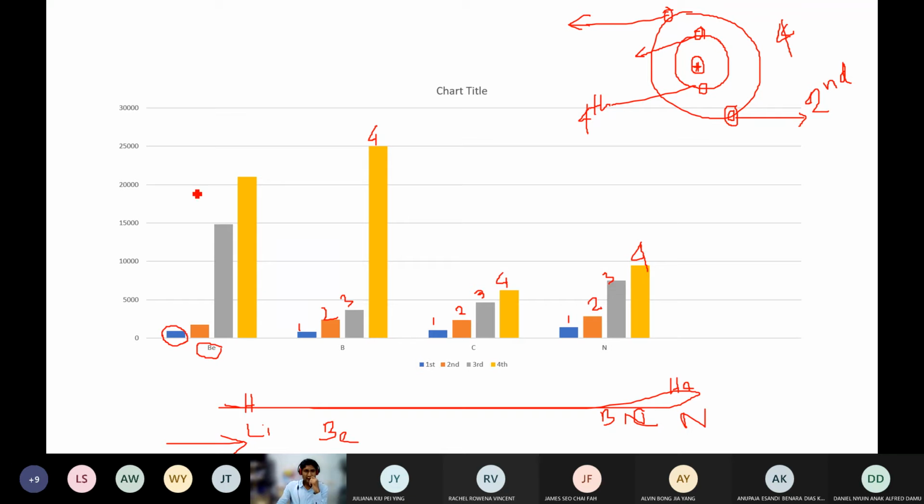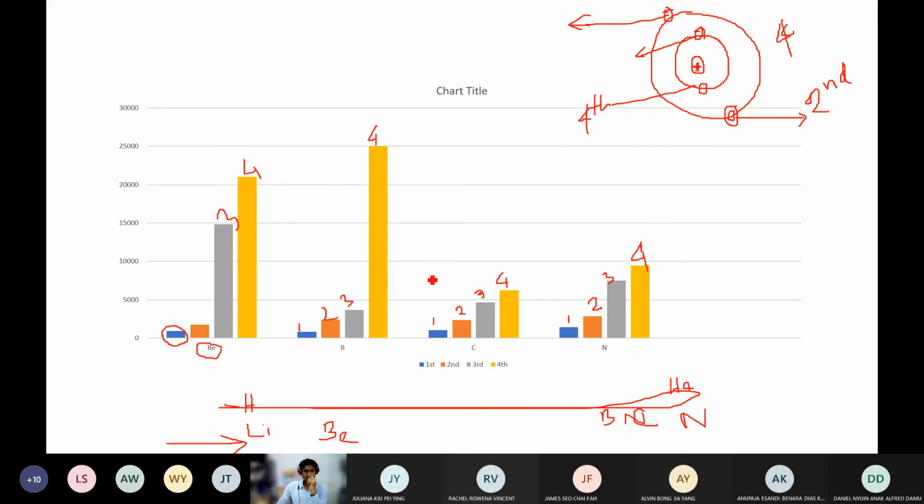So for beryllium, we see that the first ionization energy is low, the second is higher, and the third is also high, not okay of course, but lower than the 4th one, right?